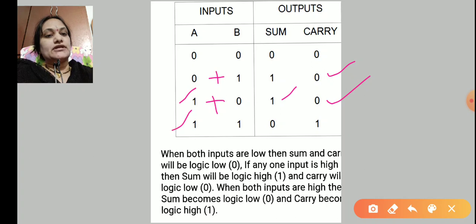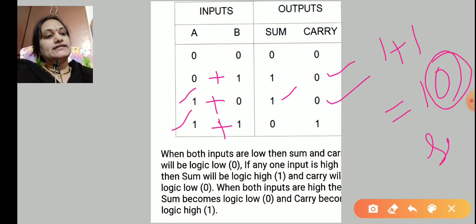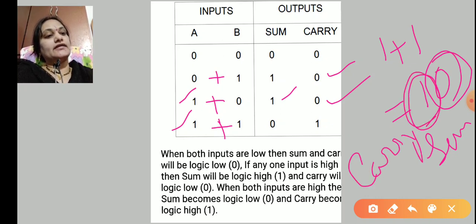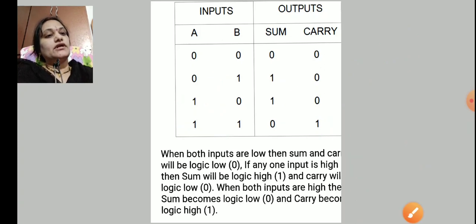Next, fourth condition. While adding 1 plus 1, the answer is 1 0. So this right side bit is called the sum and the left side bit is called the carry. Here sum is 0, that is why we have written 0 here, and carry is 1, that is why we have written 1 here. So like this we have formed the truth table of half adder.